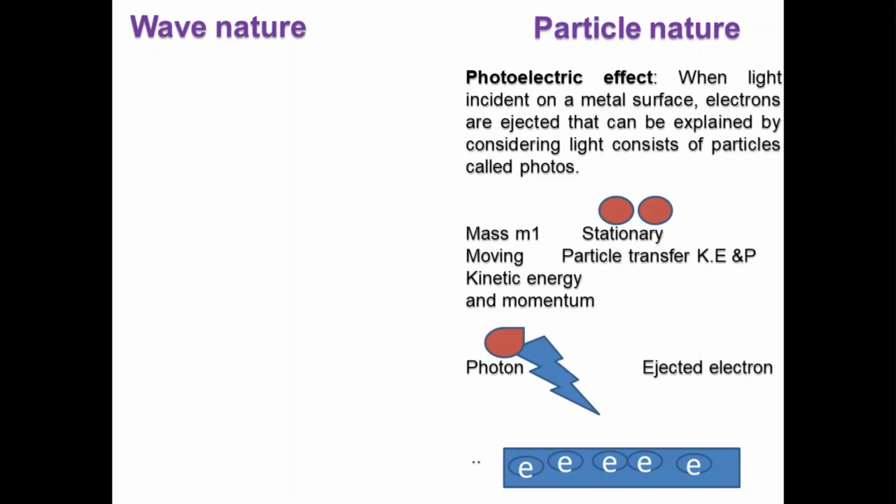We can understand this type of nature also in the photoelectric effect. In the photoelectric effect, when light is incident on a metal surface, electrons are there on the metal surface. And when light with high energy, a photon of energy hν, bombards this metal surface, then electrons are ejected out.